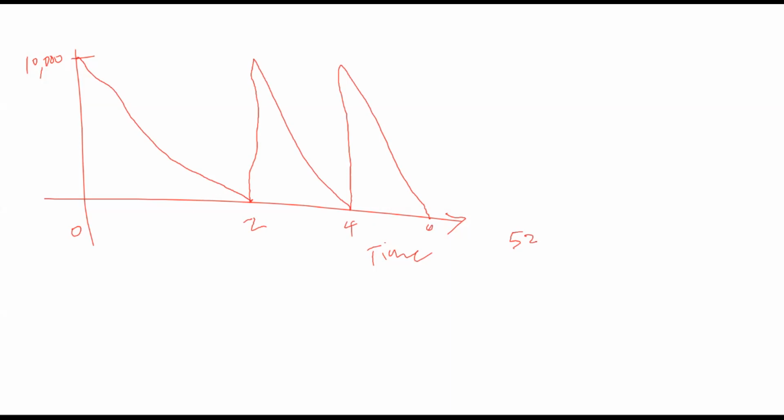Now the question is, if you have to go and do a stock take in this particular company, how much inventory would you find? If the company has just made the order and received the inventory, the inventory is 10,000. If we are at week 2, what's the inventory balance? It's zero because you have not made the order.